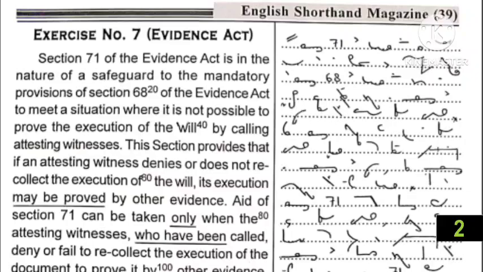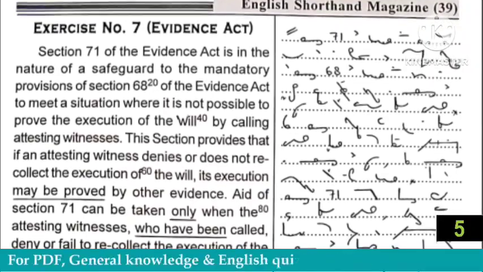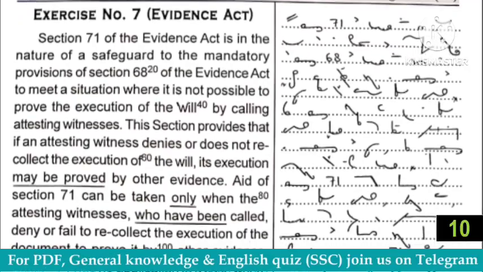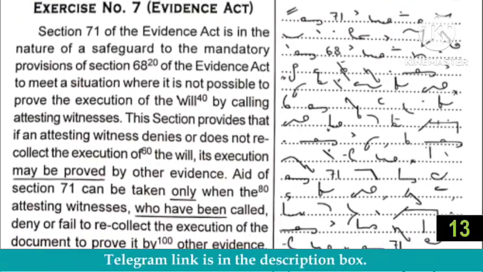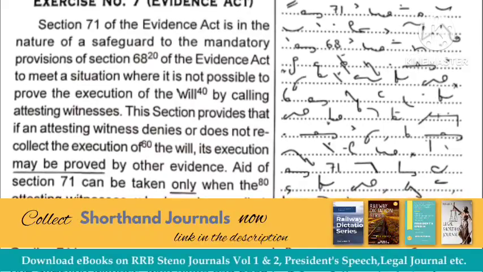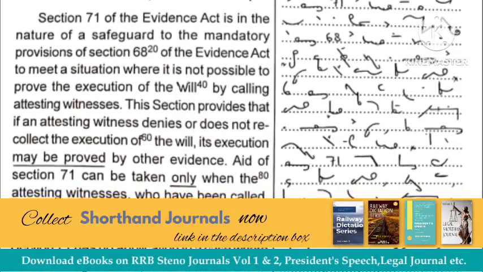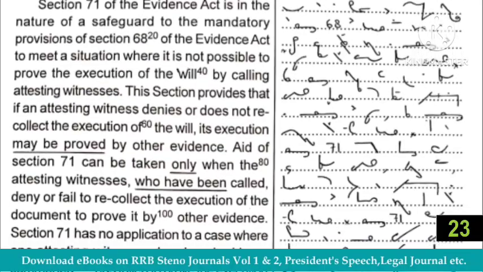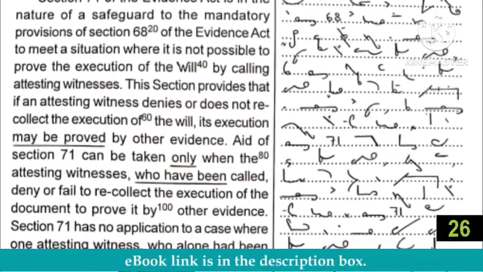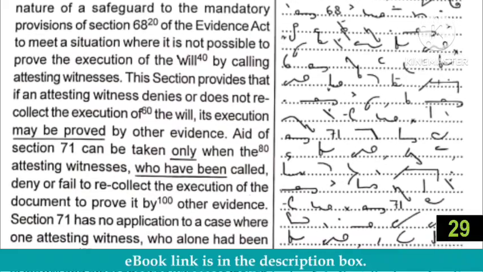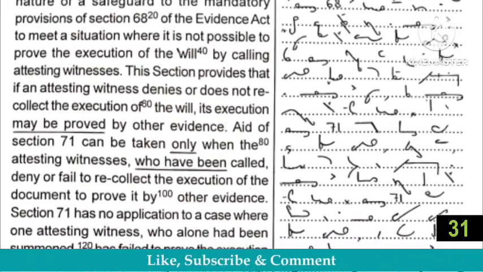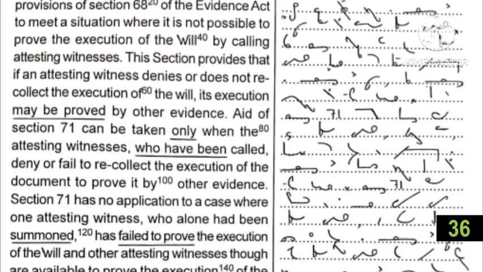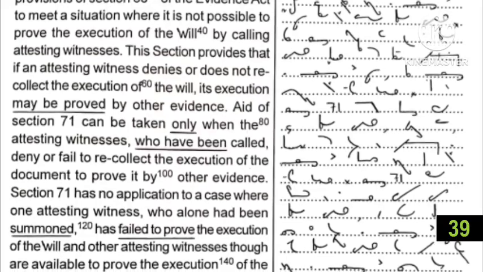Section 71 of the Evidence Act is in the nature of a safeguard to the mandatory provisions of Section 68 of the Evidence Act, to meet a situation where it is not possible to prove the execution of the will by calling attesting witnesses. This section provides that if an attesting witness denies or does not recollect the execution of the will, its execution may be proved by other evidence.